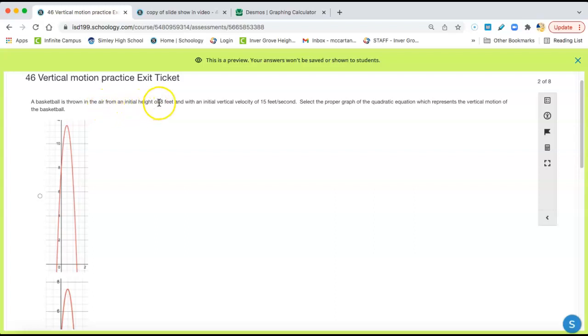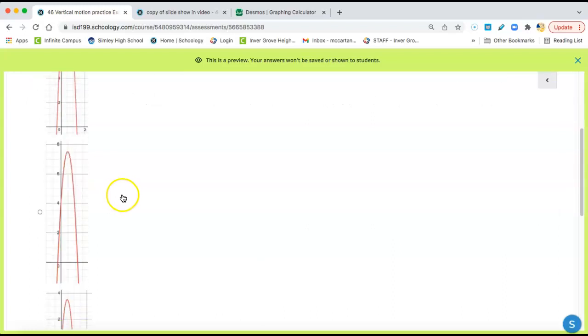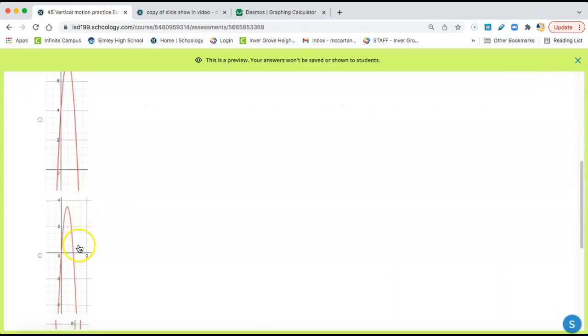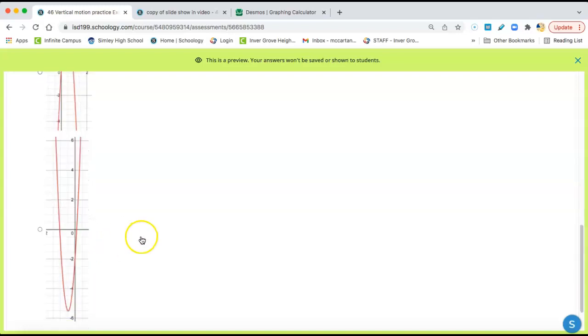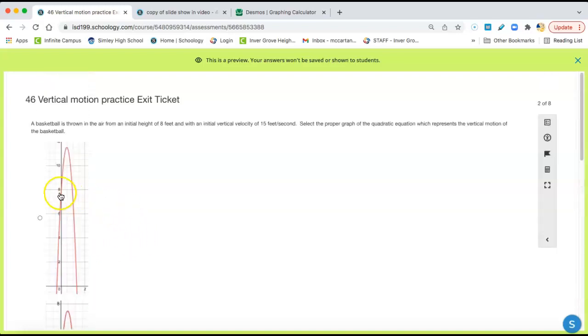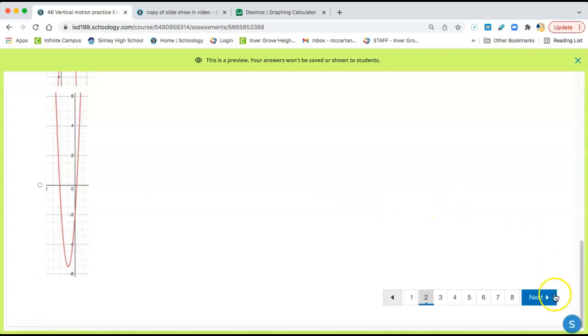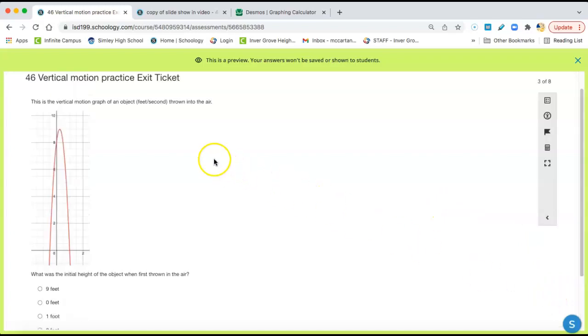A basketball is thrown in the air from an initial height of 8 feet. So which one of these has the y-intercept 8? That one's 4. That one starts at 0. That one's upside down. Right there it starts at 8 and goes up. Number 2, I think it's the same answer. I think it's the same graph.